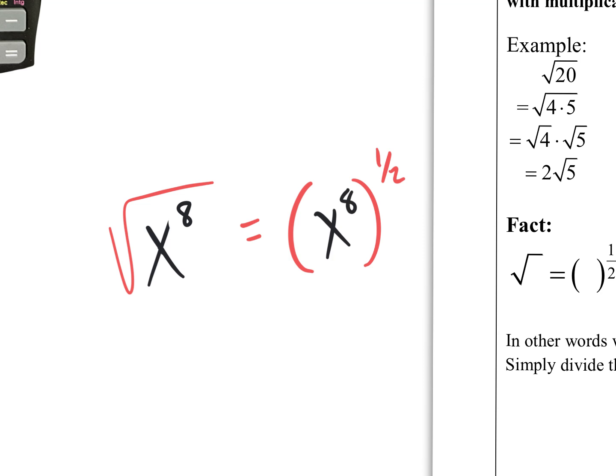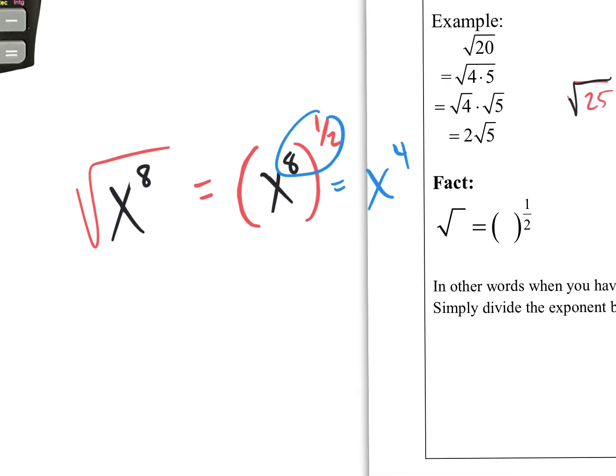And of course, the rule of exponent from Algebra 1, power to a power, multiply. So 8 times half, what's 8 times half? 4, so your answer is x to the 4th. Does that make sense? Okay. So the reality is, when you have the square root of some variable to an even power, you're simply going to divide that by 2 and you'll get your final answer.